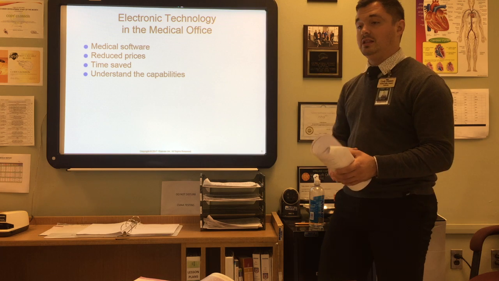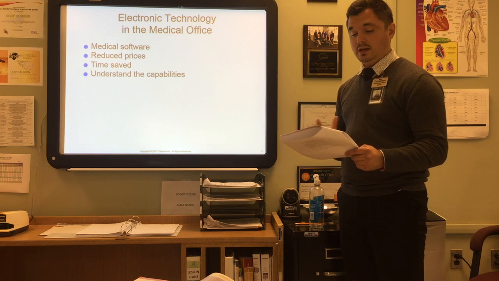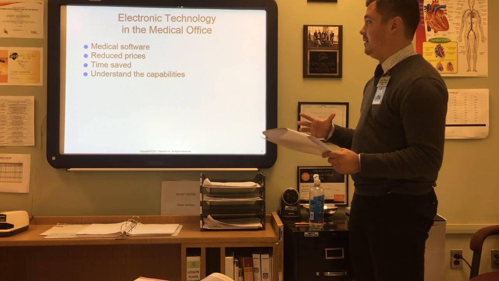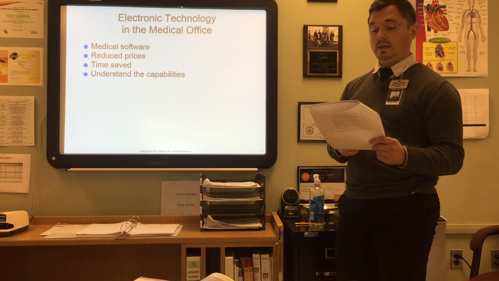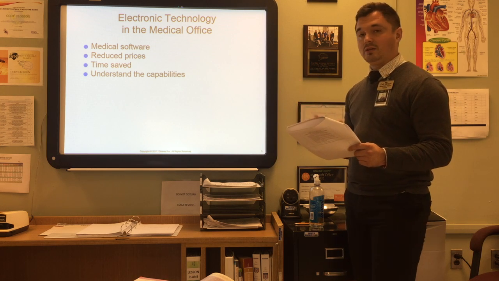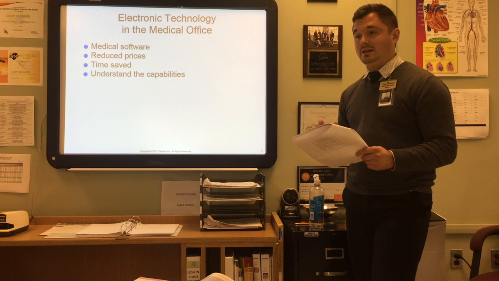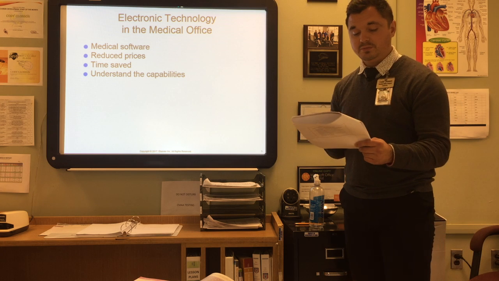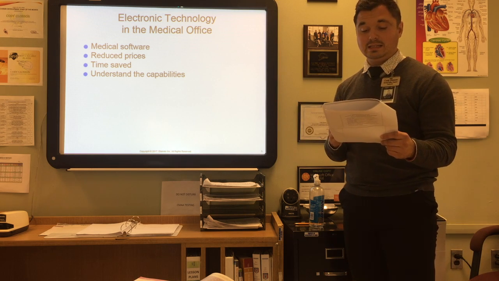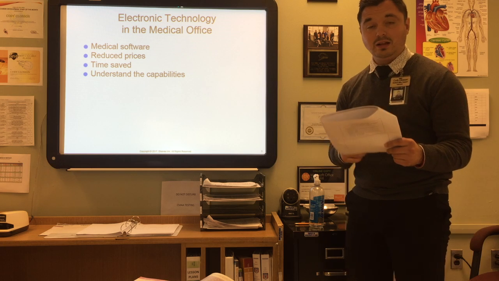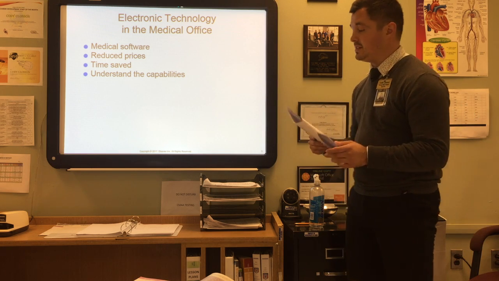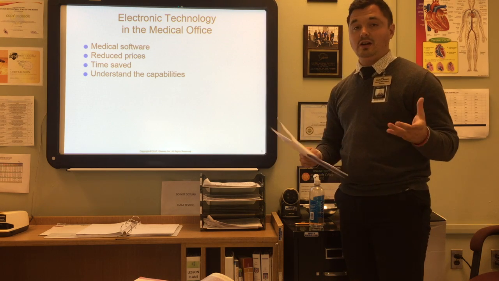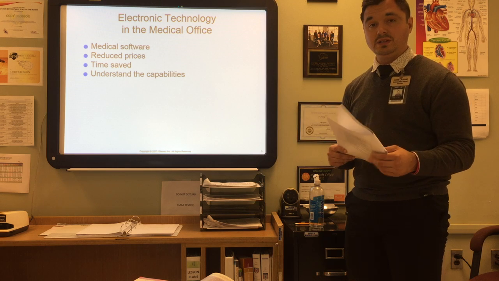The electronic technology in the medical office. Now there are many different types and different things that we use in the medical office, but mainly the most important one is that medical software. Some benefits of medical software: it reduces prices, it saves time, and the main thing is reduced prices. So the reduced price of computer hardware and the time these machines save make them well worth your investment in the medical office. But you need to be able to understand the capabilities of the computers and different technology tools you're using in your medical office.